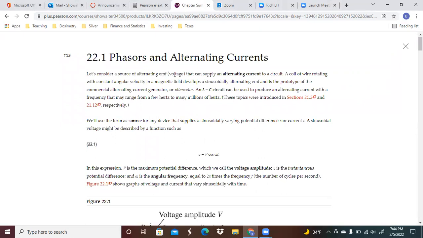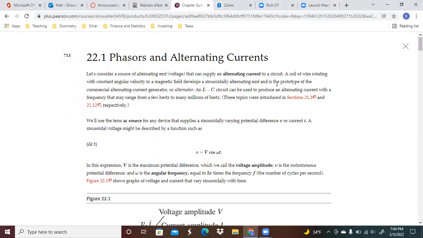Okay, so we've got a source of alternating EMF that can supply an alternating current to a circuit. We've got a coil of wire rotating with constant angular velocity in a magnetic field, and it develops a sinusoidal alternating EMF and is the prototype of the commercial alternating current generator, or alternator, just like the alternator you've got in your car. An LC circuit can be used to produce an alternating current with a frequency that may range from a few hertz to many millions of hertz.